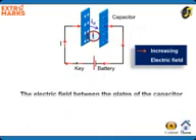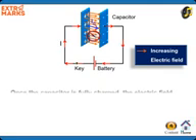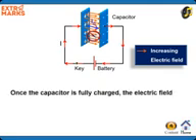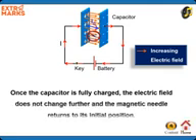The electric field between the plates of the capacitor keeps on increasing with time. Once the capacitor is fully charged, the electric field does not change further and the magnetic needle returns to its initial position.